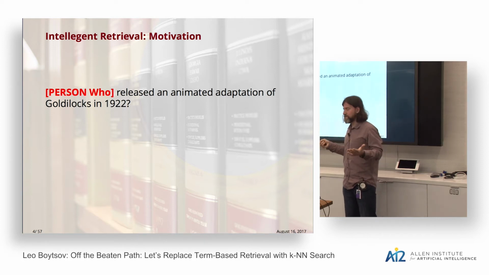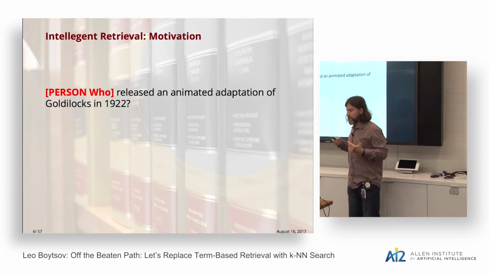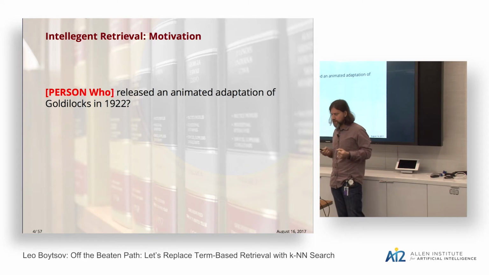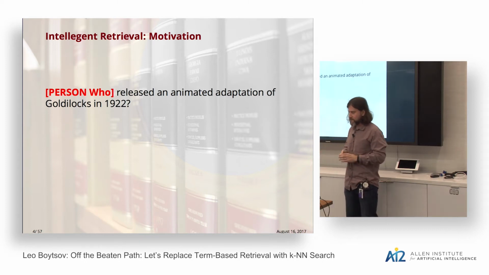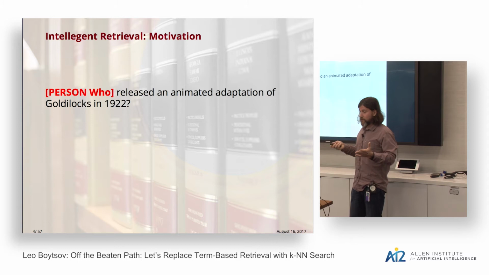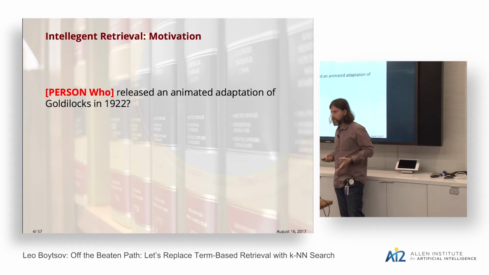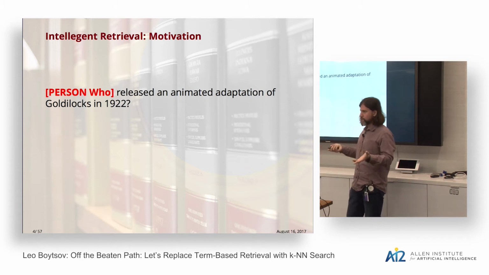I want to motivate the discussion with an example from the domain of factoid QA. So assume that you have an unstructured text collection and you want to build a QA system, a factoid QA system that would be able to answer questions like this one: who released an animated adaptation of Goldilocks in 1922, right? So which approach would you use?